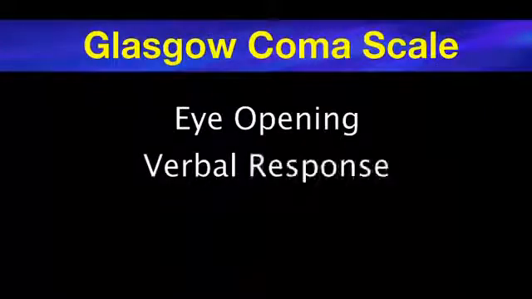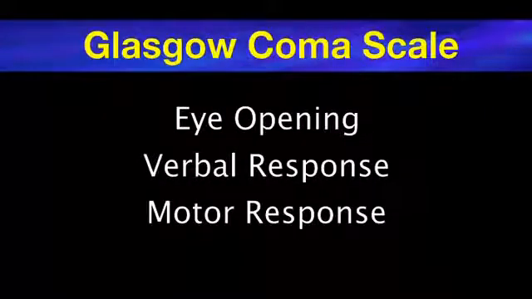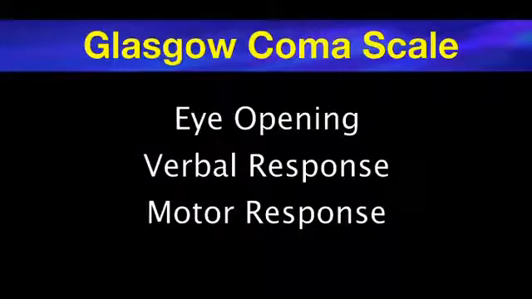The Glasgow Coma Scale has 3 components: eye-opening, verbal response, and motor response. These will be demonstrated in turn. Each of these depends on how the patient responds to either a vocal or painful stimulus, which we will demonstrate.